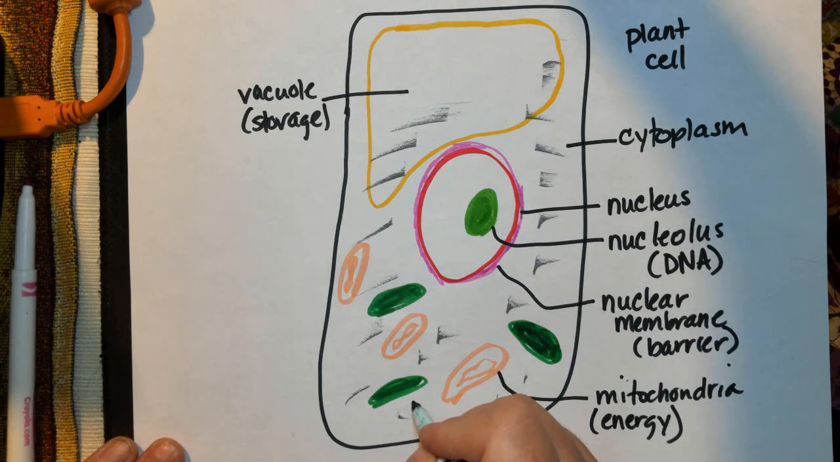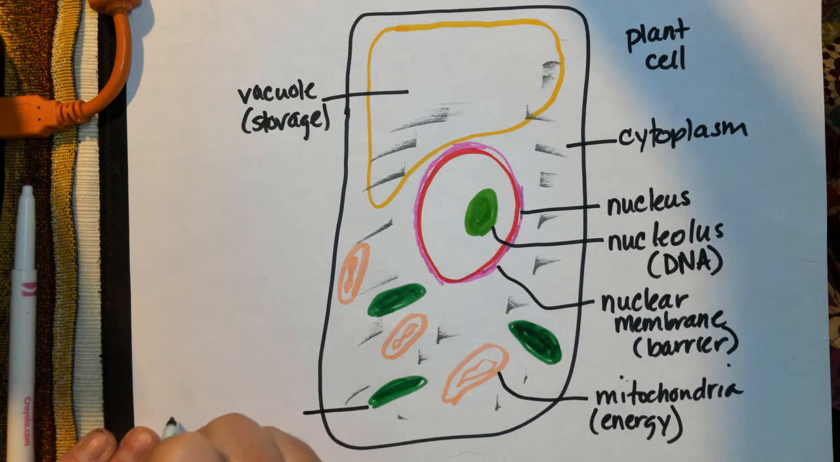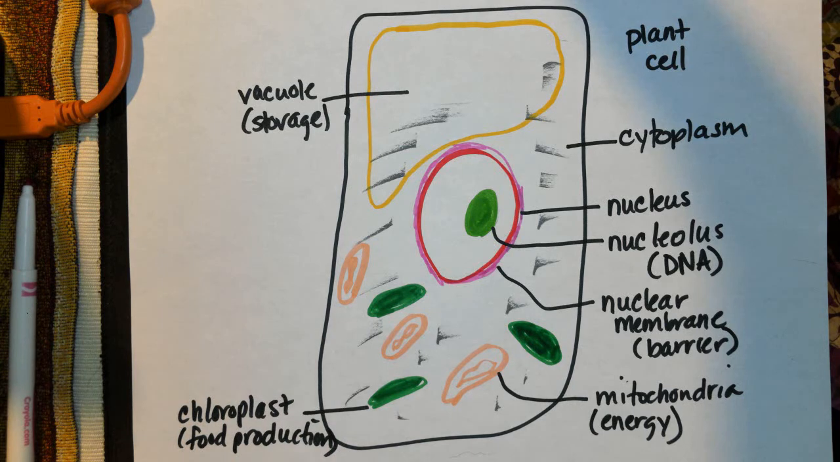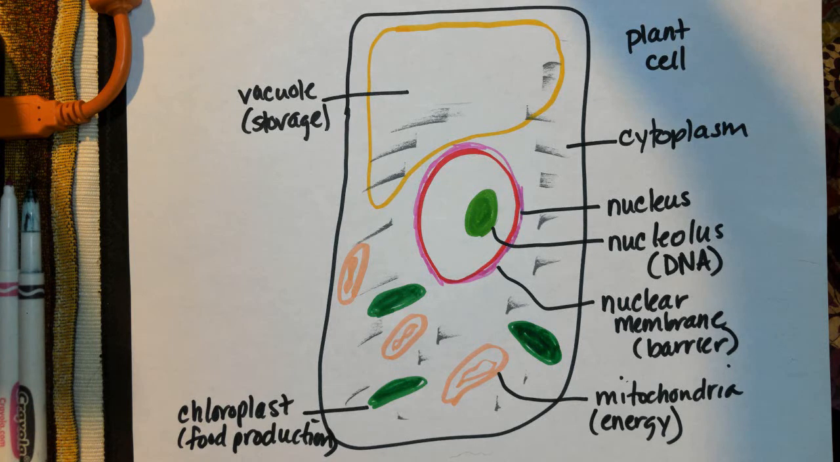So I'm going to label this guy over here a chloroplast, and this is where photosynthesis occurs, or food production, happens in a plant cell. So it produces the food there, and then the mitochondria is able to turn that food into energy, that glucose into energy. All right, we do have a couple of membranes around this particular cell.